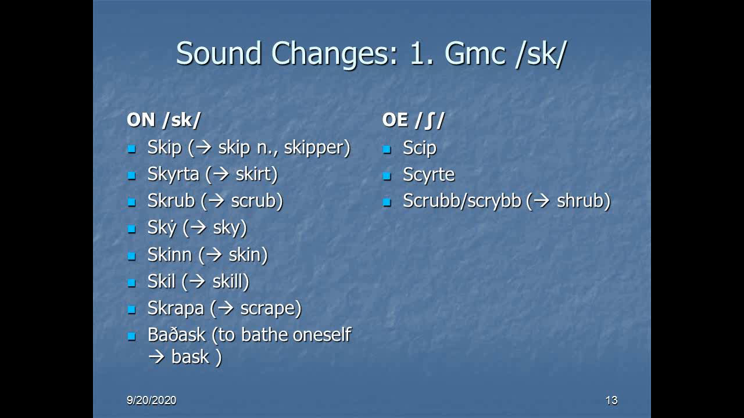Other words in Norse that come into English and are identifiable as Norse because of that SK are sky, skin, skill, skrapa, so scrape, and badask, to bask, literally to bathe oneself. So if you're looking to read etymologies as you're going through words, that SK is a pretty solid giveaway of a Norse origin.